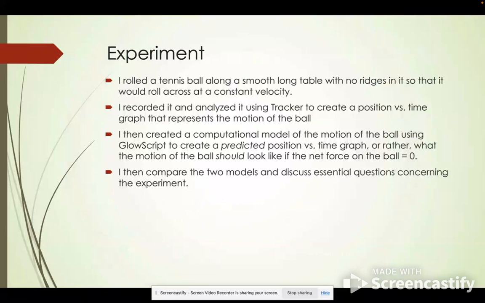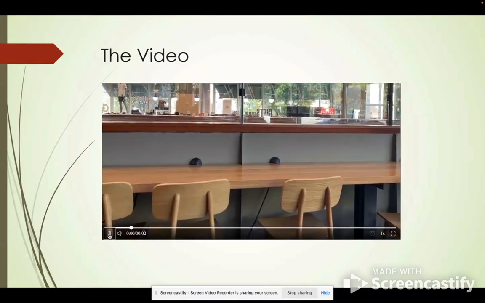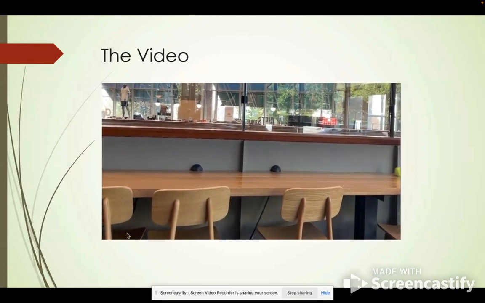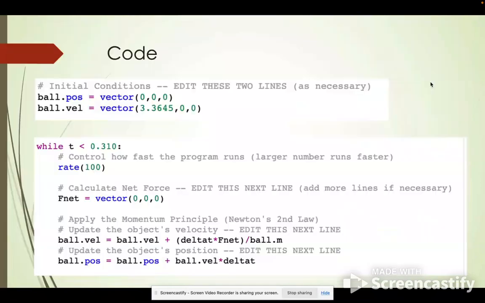So I recorded it and analyzed it with Tracker, and then I made a position versus time graph, and then I compared that graph to a position time graph I made using GlowScript. So here's the tennis ball. And then this is what it looks like when I analyze it with Tracker. The x position is the position we're looking at here, and this is the graph created.